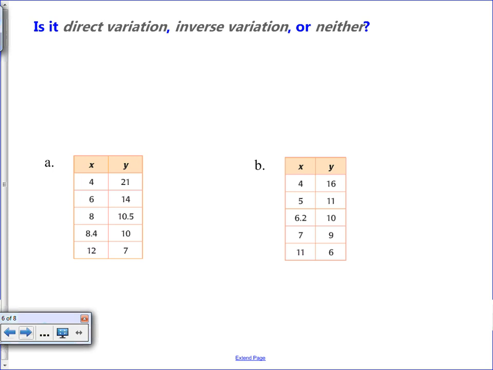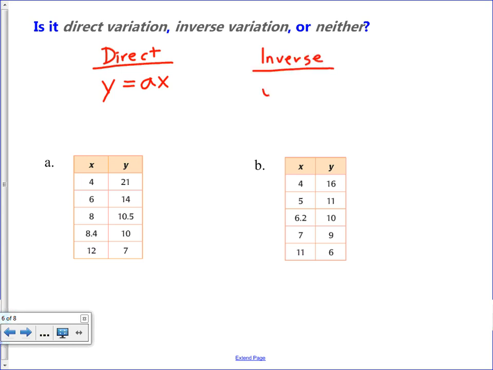When you're looking at a table of values, you may be asked to determine whether you're looking at direct variation or inverse variation. The way that you can figure this out quickly and easily, without doing any guessing and checking, is to look at your two formulas. For direct variation, the equation is y equals ax. For inverse variation, the equation is y equals a over x.